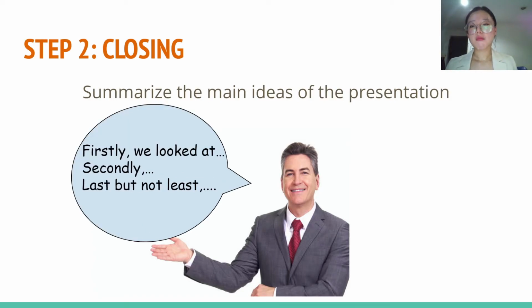Secondly, you should summarize your presentation's main ideas in chronological order by using transition signals like firstly, secondly, and last but not least to tie down all the main points into one concise sentence. This will help your audience understand the message you want to share, the purpose of your presentation, and the reason why your message is important. This is the final chance for you to show your audience how all your ideas are linked together.